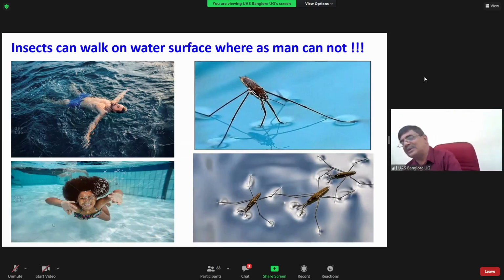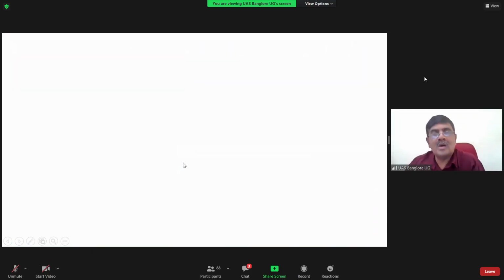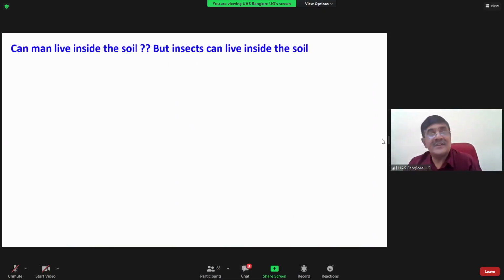But if you look into these diagrams, the slides are moving. Here you can see the insects that can walk on the water surface. That is what insects can do, human beings can't do. Insects can walk on water surface, but for human beings, it is impossible to walk on the water surface.